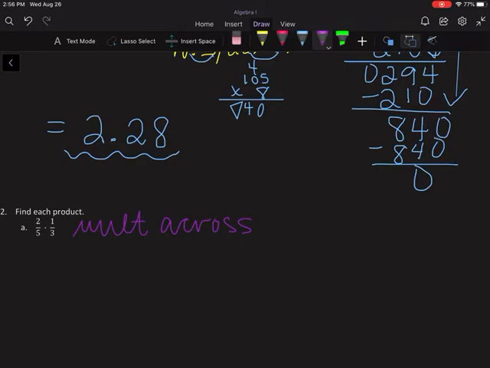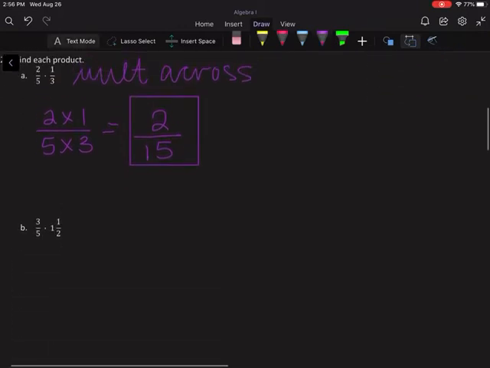That looks like a weird M, but M-U-L-T. Multiply across. So 2 times 1 over 5 times 3 is equal to 2 over 15. Can that be reduced? No. So that is my final answer.